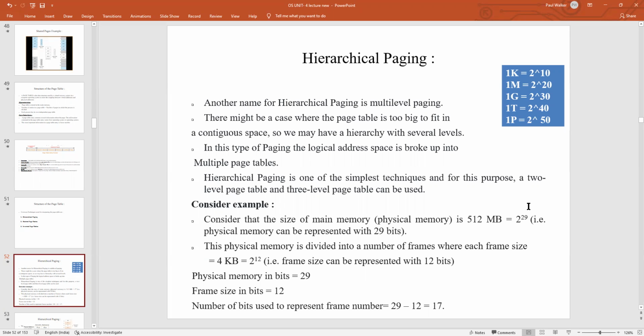So this physical memory will be divided again into a number of frames which can fit into the physical memory. For example, the physical memory is 29 bits and the frame size used here is 12, and the number of bits we are going to use is nothing but physical memory minus the frame size in bits. So 29 minus 12, the size is 17. Like this, we have to simplify the large memory space from the physical memory to the normal mode.